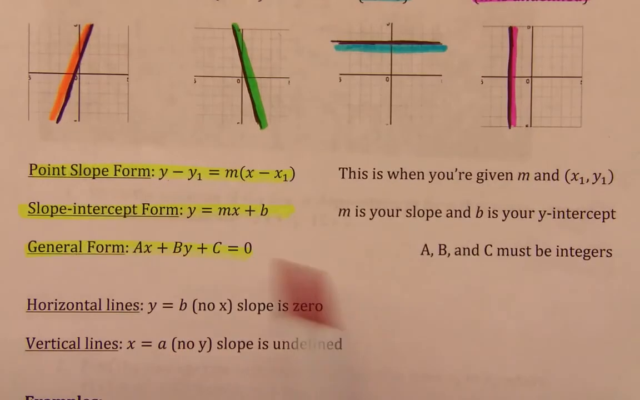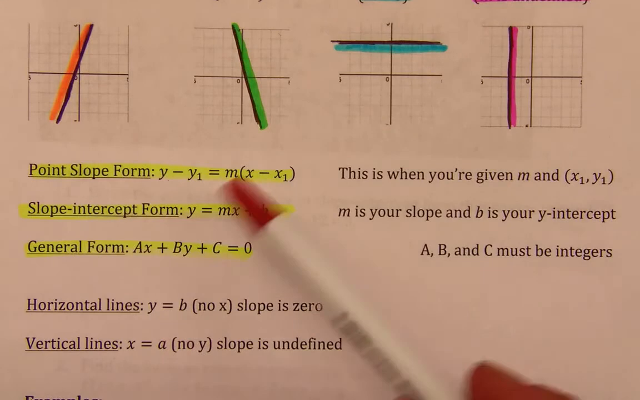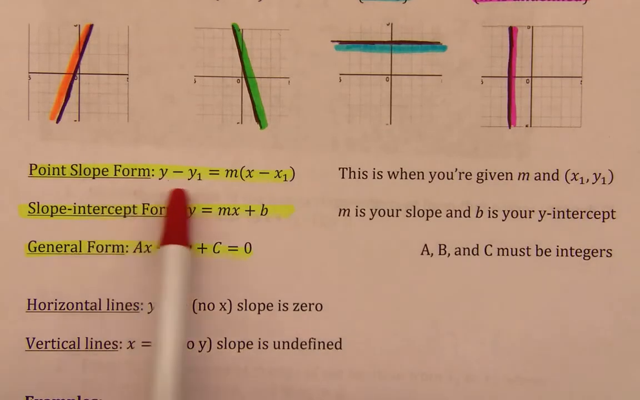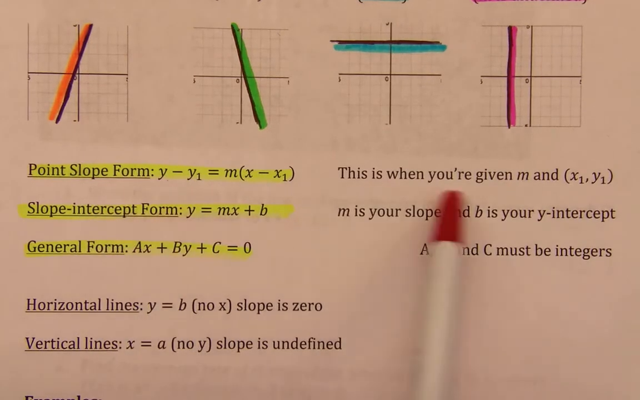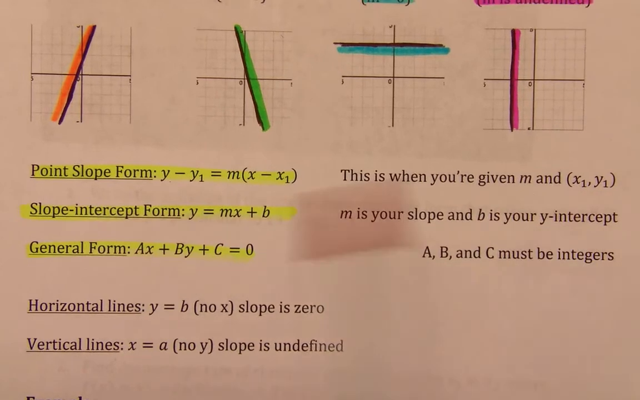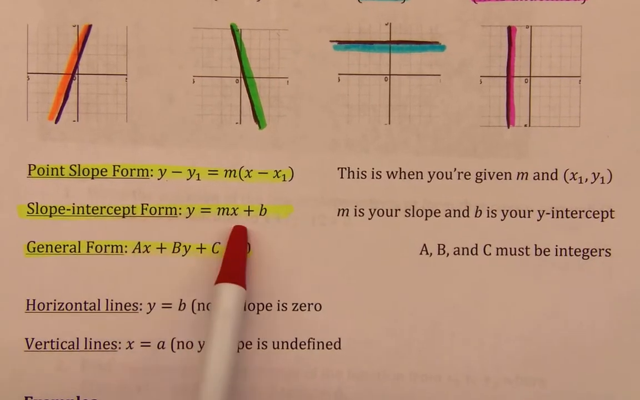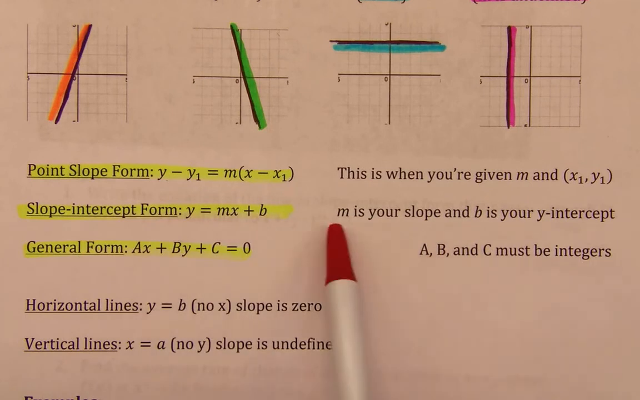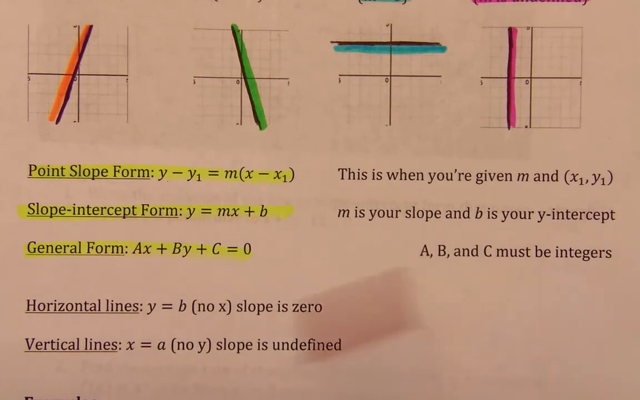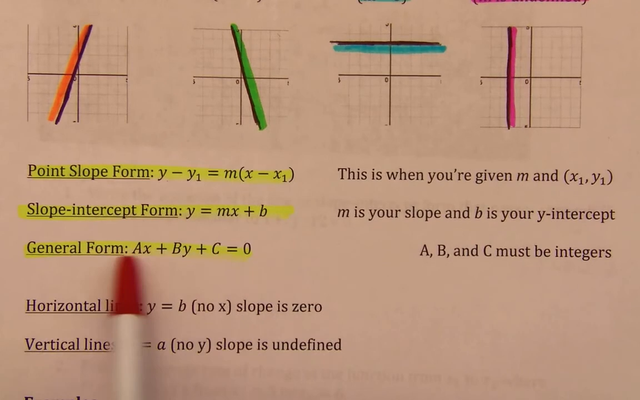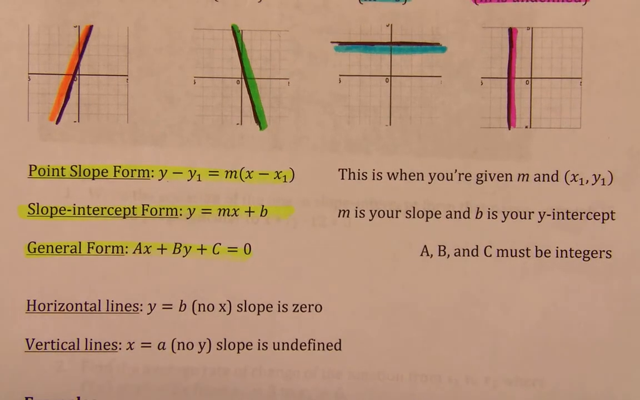And there's three different linear formulas that you're going to need to know. The first one is point-slope form. This is when you're given a slope and a point. And slope-intercept form, which is the one you're probably most familiar with. This is where you're given a slope and you know your y-intercept. And the general form, ax plus by plus c. A, b, and c must all be integers, and a is typically positive.